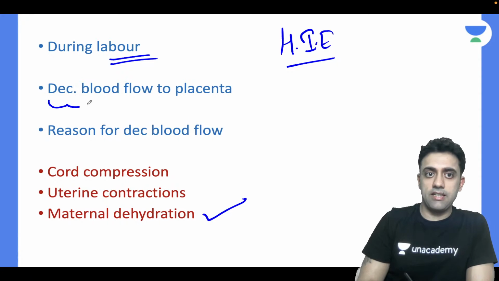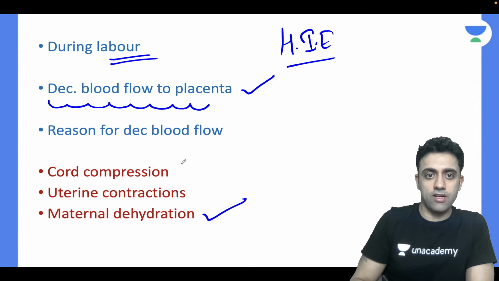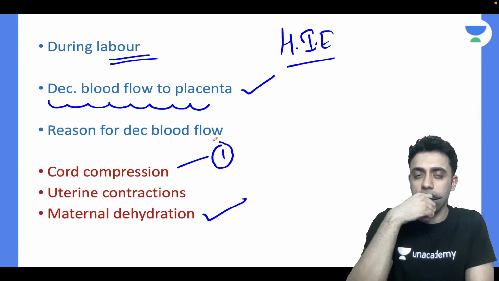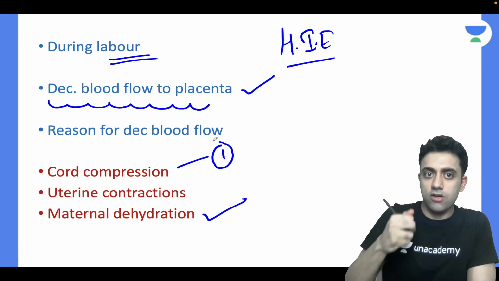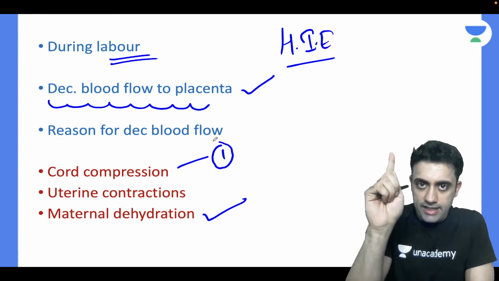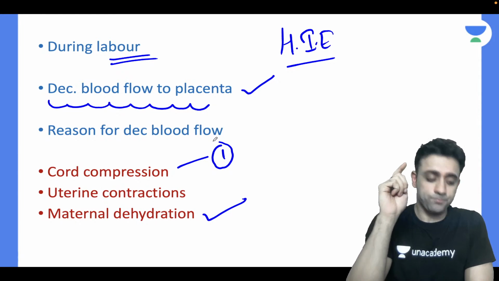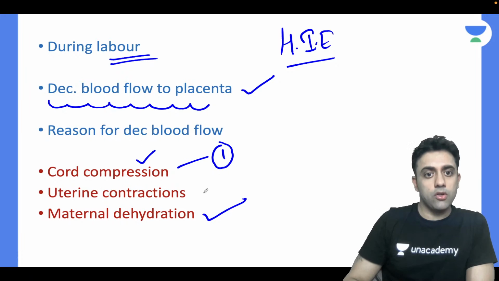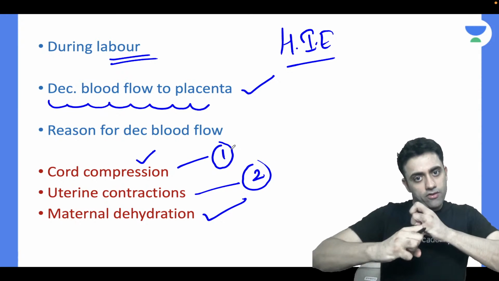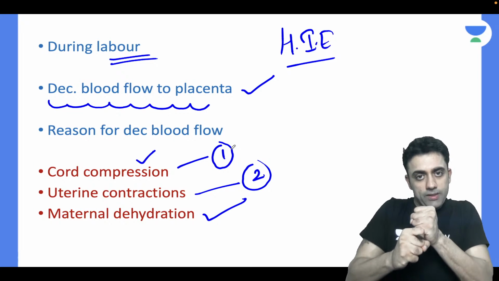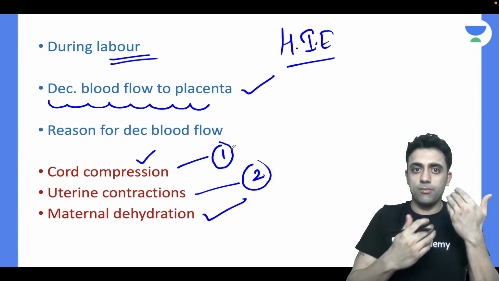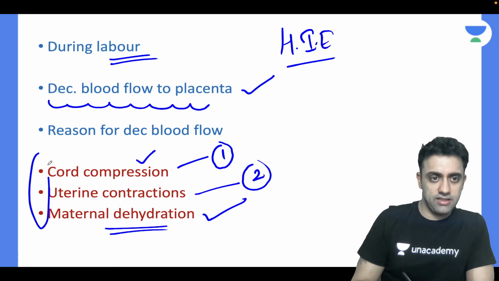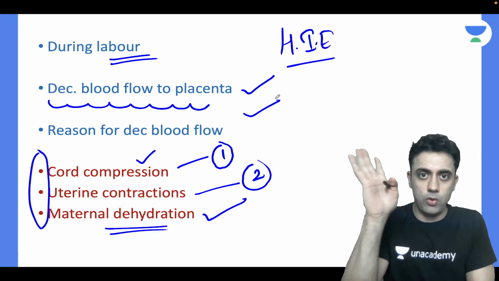During labor, there is decreased blood flow to the placenta because of, number one, cord compression. Yes or no? Naturally, if I compress the umbilical cord, how will the blood go to the baby? When the umbilical cord compresses, the placenta is compromised, right? So just have a hypothetical image in your mind. It could also be because of uterine contraction. When the uterine contractions are there, the umbilical cord squeezes and tightens up, so there is decreased blood flow to the placenta. And also maternal dehydration. Just remember the logic. Because of these three conditions, there is decreased blood flow to the placenta.